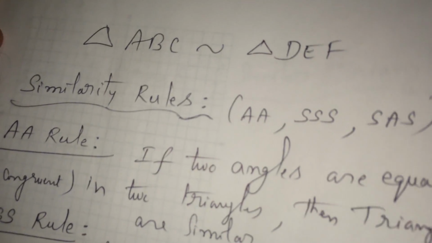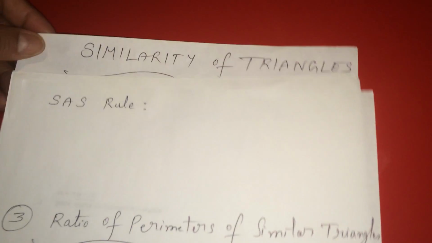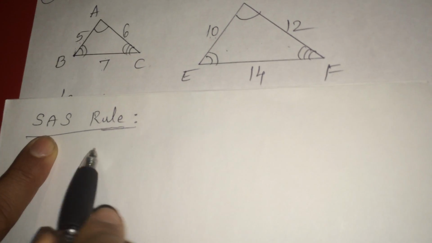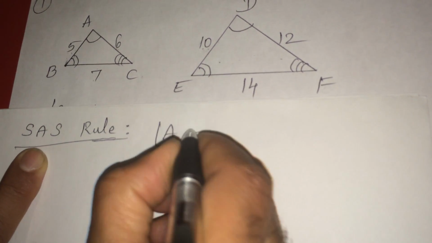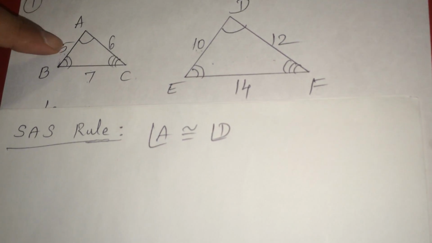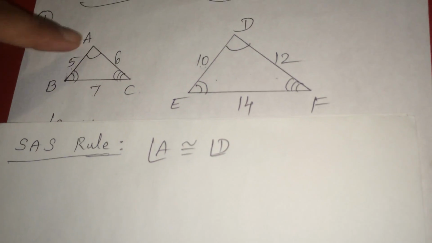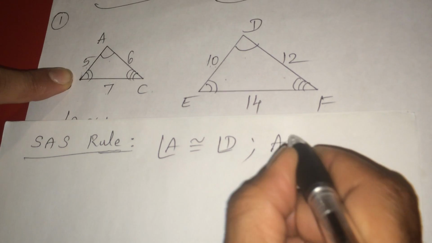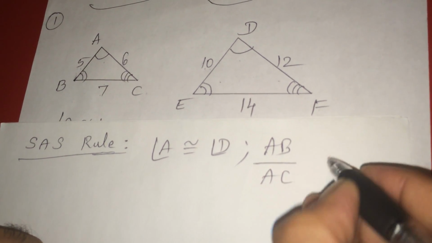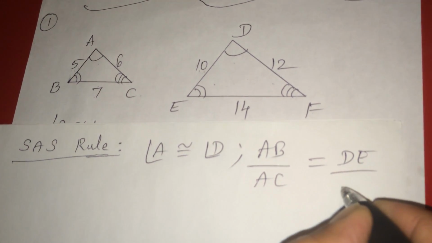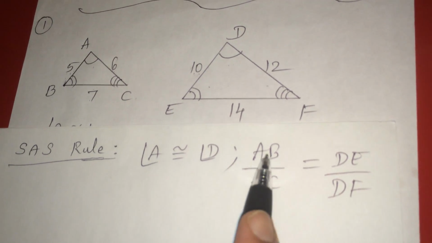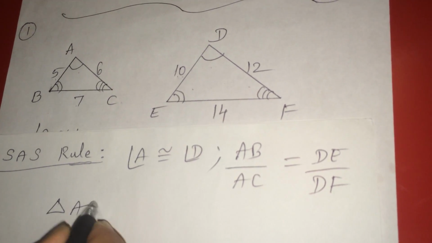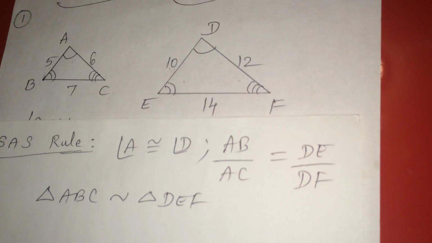And the third and final rule is the SAS rule. For the same triangles, this rule says one angle is equal to one angle of the second triangle. For example, suppose angle A is congruent to angle D, and the sides containing these equal angles are AB and AC here, and DE and DF here. If angle A is equal to angle D, and AB over AC is equal to DE over DF, whenever the ratio of the sides containing these equal angles is proportional, then these two triangles are similar. That means triangle ABC is similar to triangle DEF. This is how we have three rules.